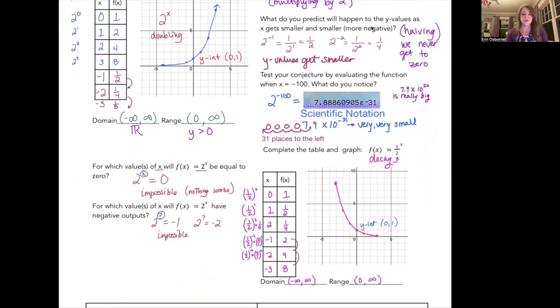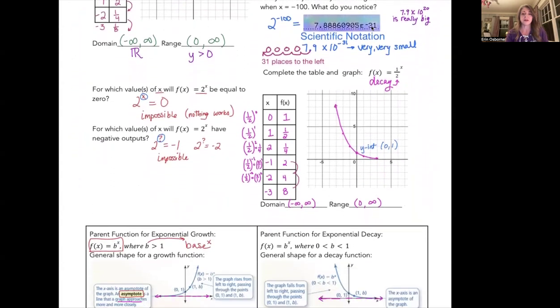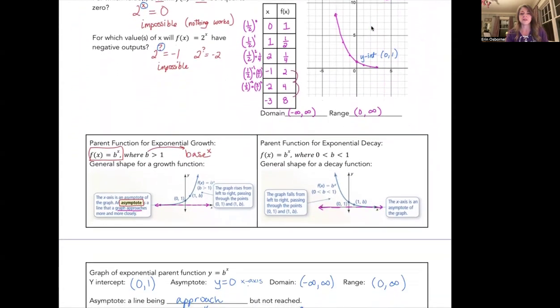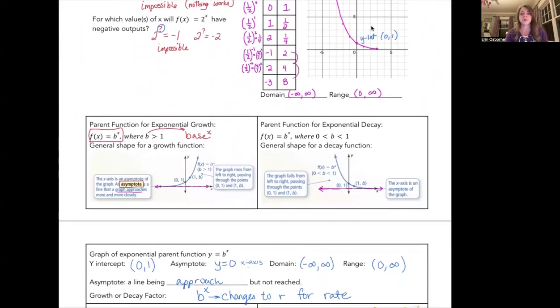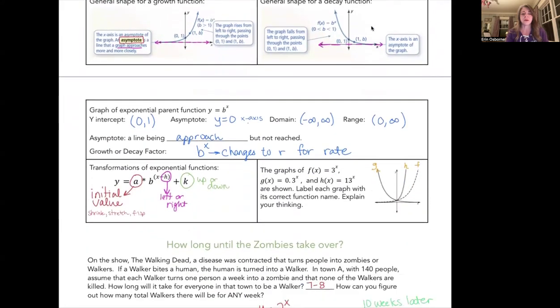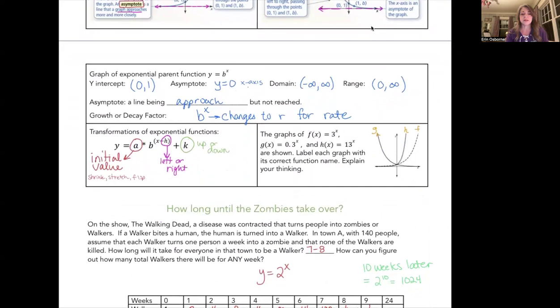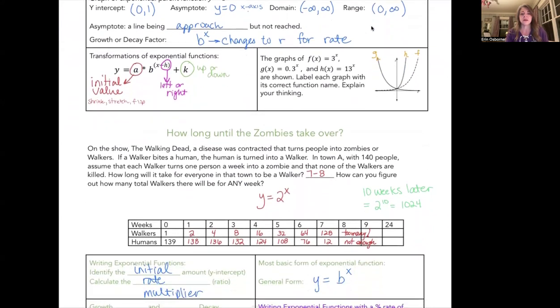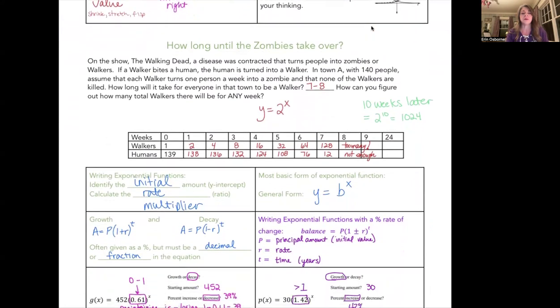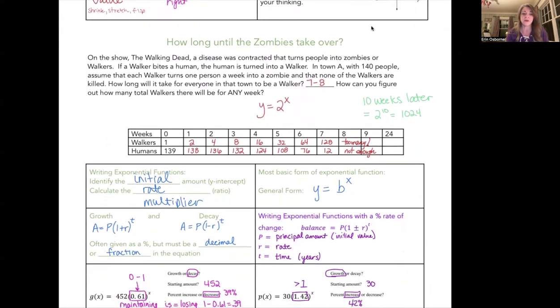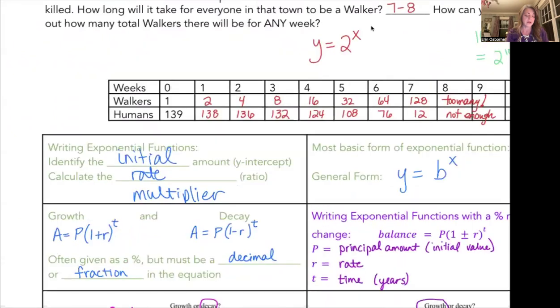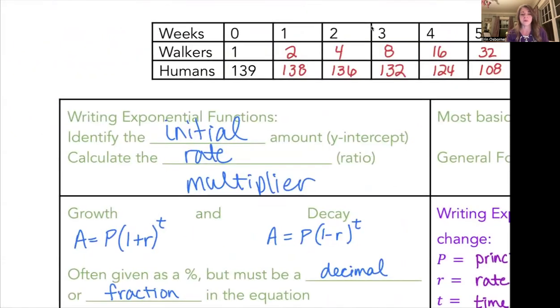So I'm just going over what we did yesterday, which was learning the exponential growth and decay graphs, remembering our exponent rules along the way. We talked about the most basic types of exponential equations. And then we started talking about an application problem about zombies taking over.